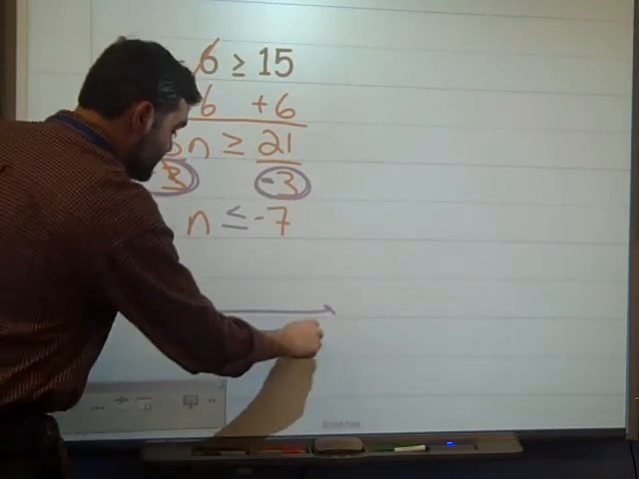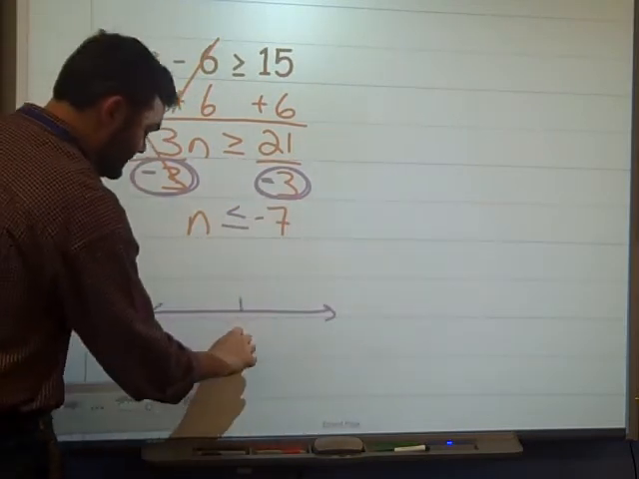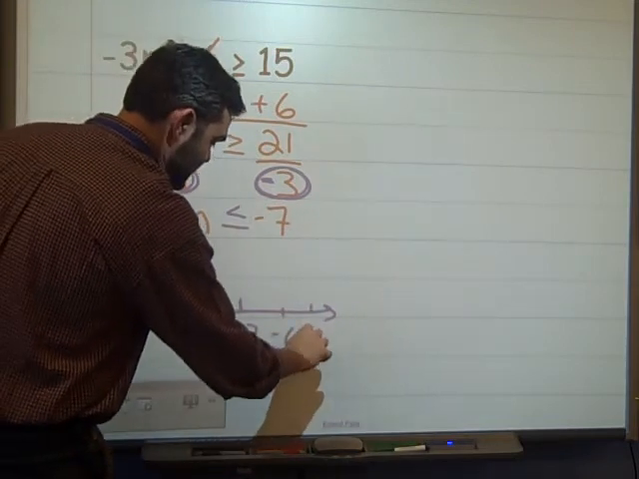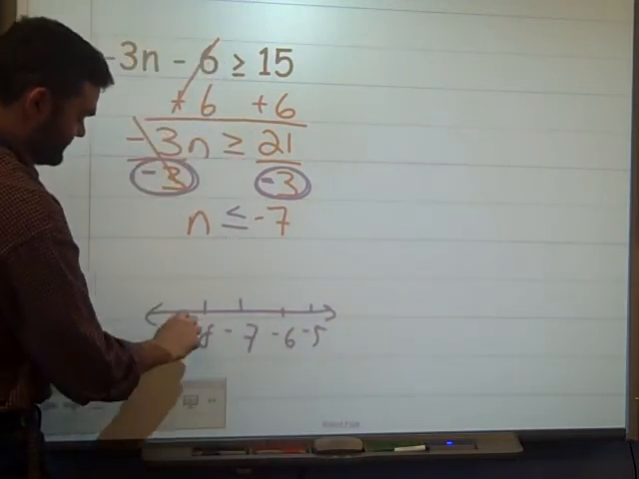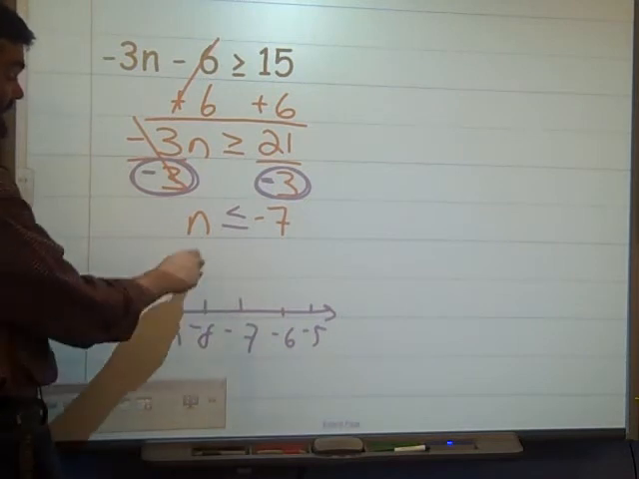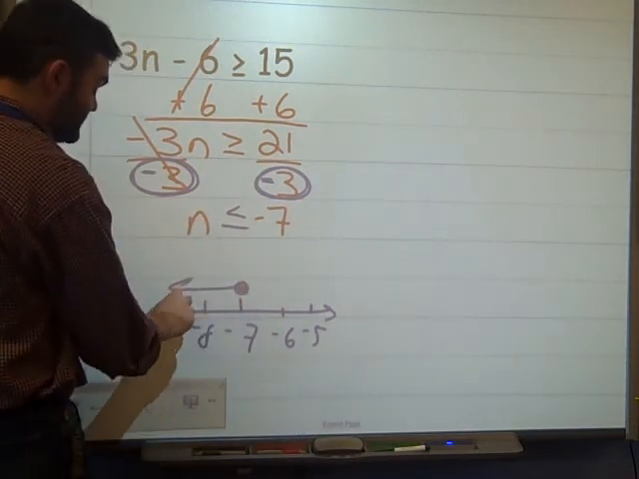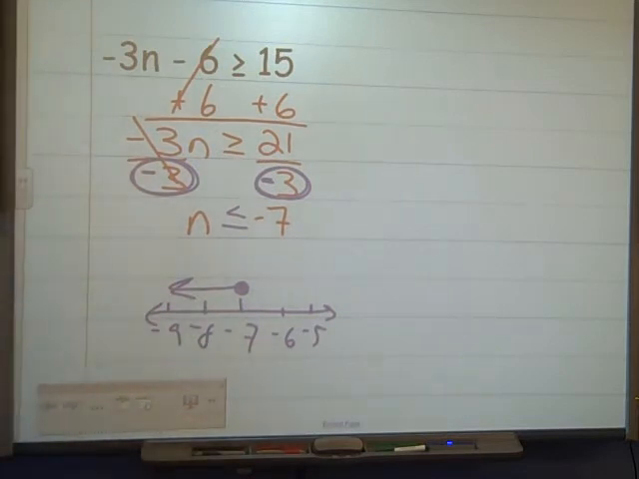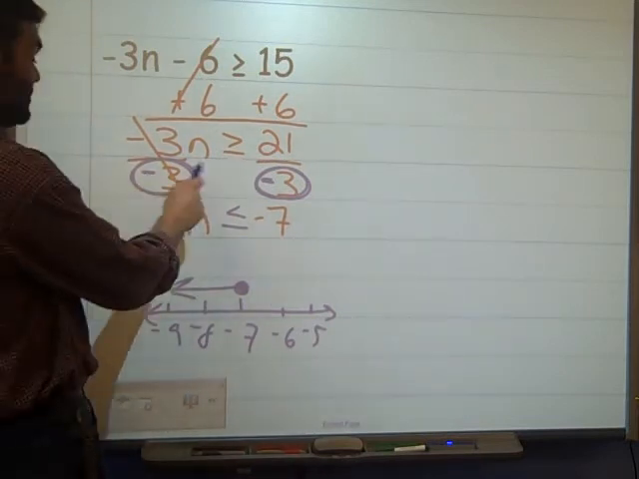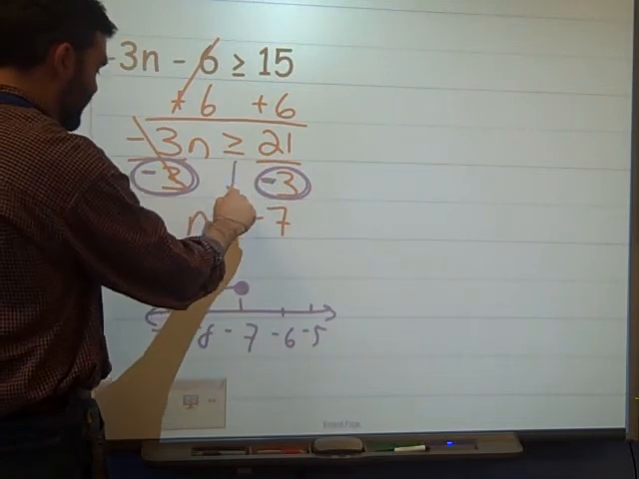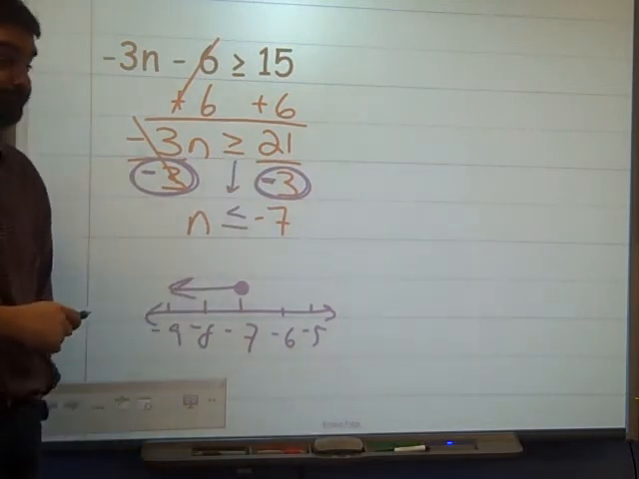So on our number line, we need a negative 7, a negative 6, and a negative 5. And it's less than or equal to, so a closed dot, everything less than. Be sure when you multiply or divide by a negative, that symbol flips over.